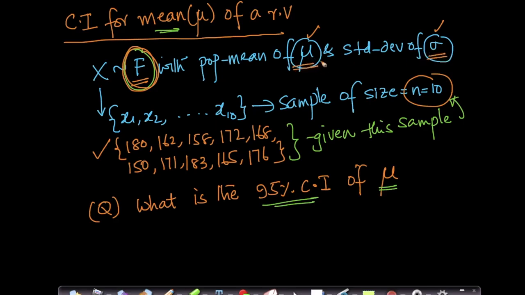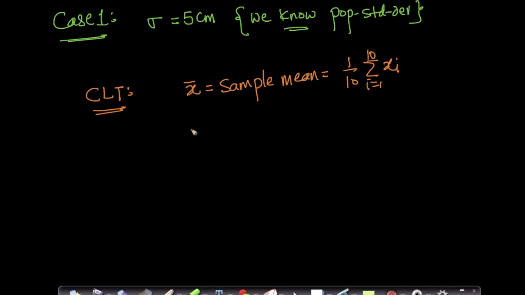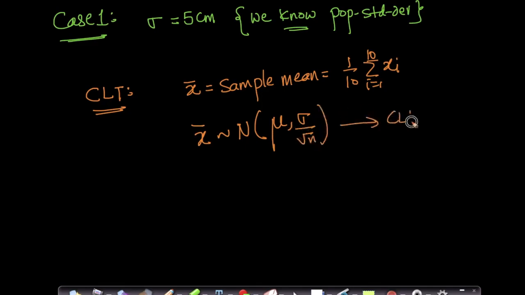What CLT tells you is that whatever this distribution is, as long as the mean and standard deviation are finite and valid, my random variable x bar follows a normal distribution with the same mean and with the standard deviation of sigma by root n. This comes from the central limit theorem. This is literally what the central limit theorem says.